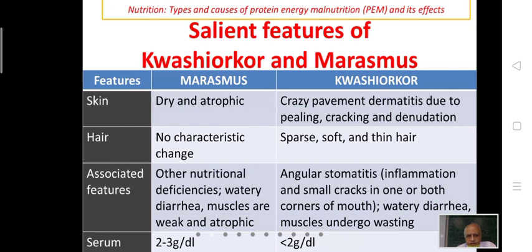Serum albumin level, of course, is also a marker. In marasmus, it is 2 to 3 grams only, but in kwashiorkor, it is less than 2 grams. Serum cortisol is increased in marasmus and decreased in kwashiorkor. The nitrogen balance will be negative in both.